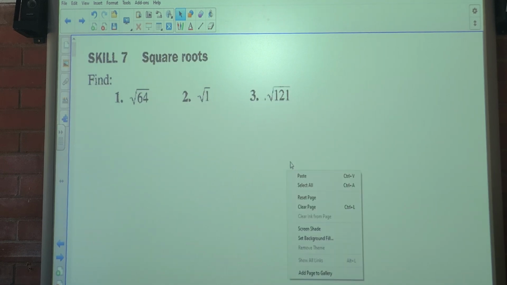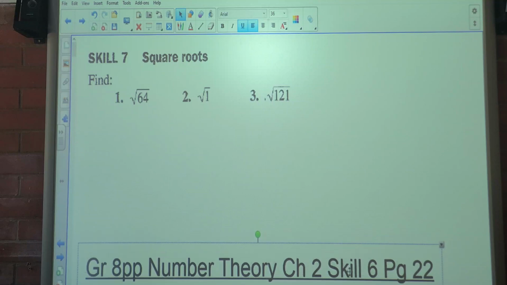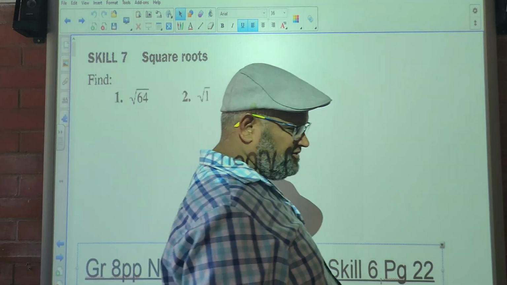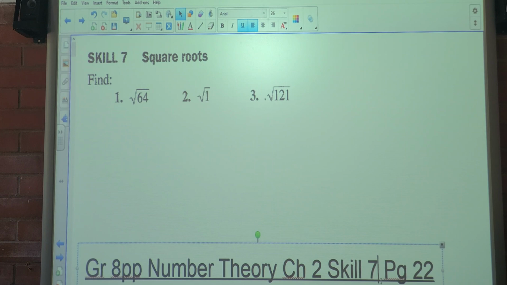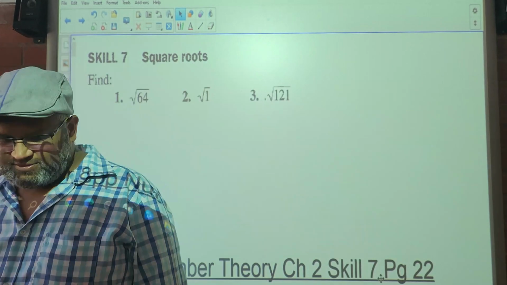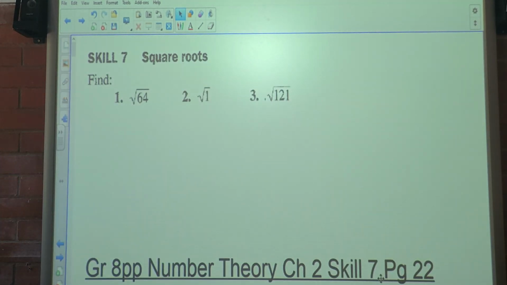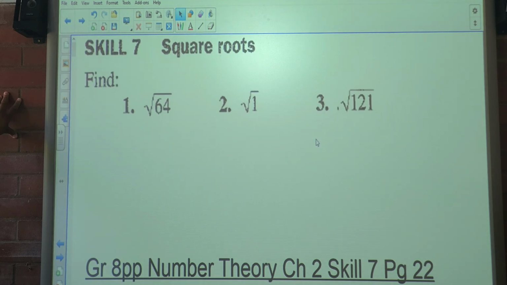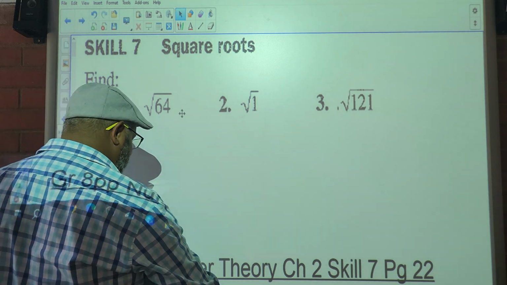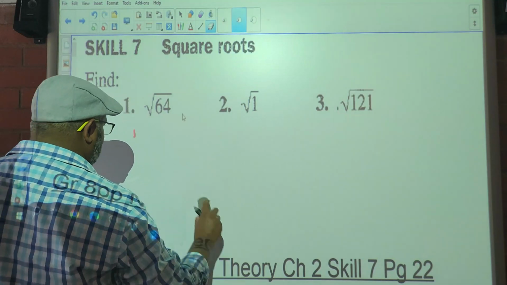So now we're looking at square roots. And this is skill 7. Now we're looking at square roots. So, what is the square root of 64? Okay, so how do we get 8? A number times itself is equal to 64. So what is the number? That's why the square root of 64 is going to be 8.